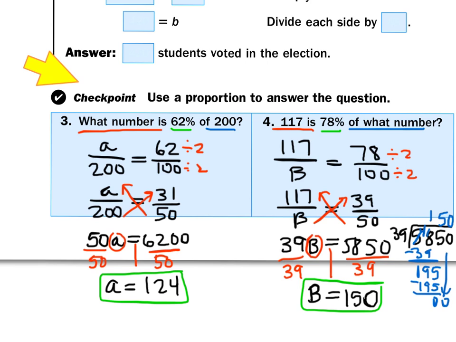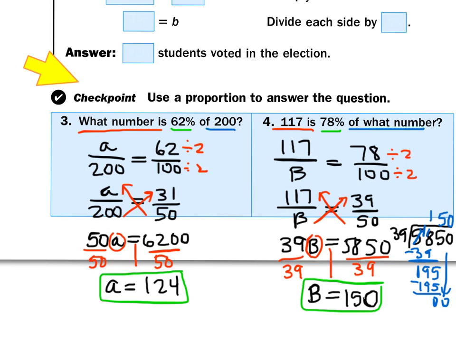And now we could do the cross products or zippy, whatever you feel comfortable with. This one I'm just going to do cross products. So 200 times 31 gives us 6,200. 50 times A gives us 50A. And then I circle the variable, bring down the wall, divide both sides by 50, so A equals 124.